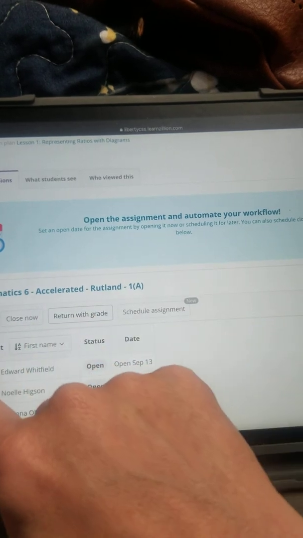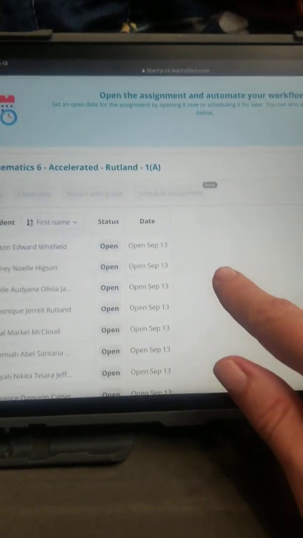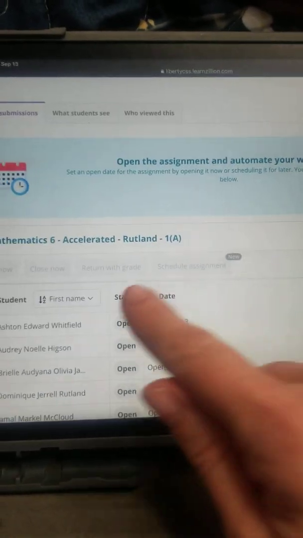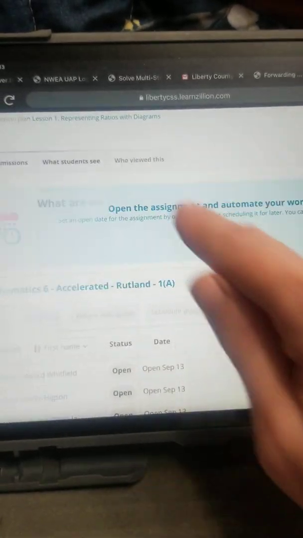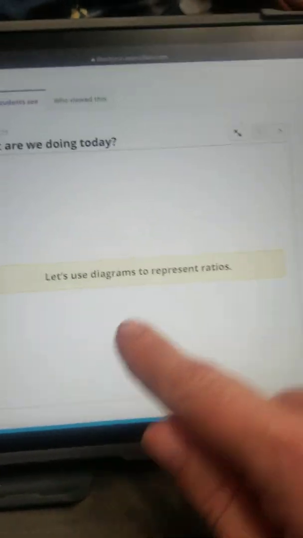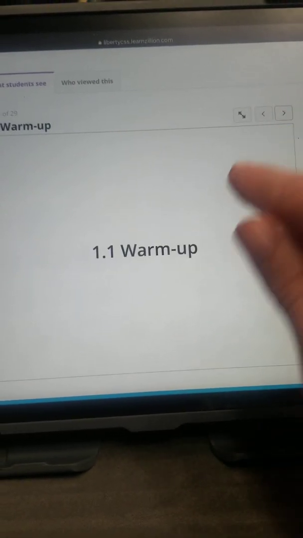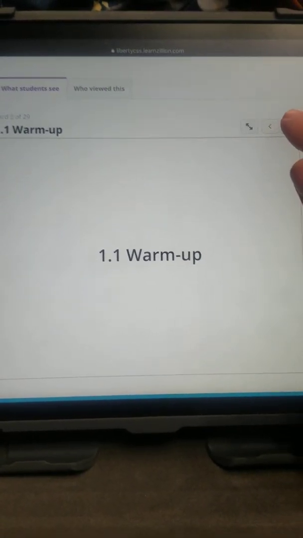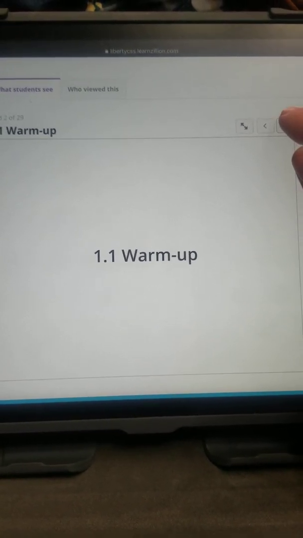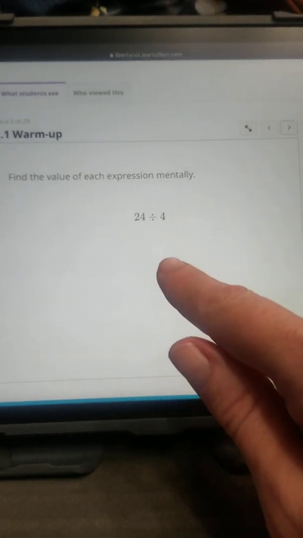So it's open now for you to do in class. And what you guys will see is this. Let's use diagrams to represent ratios. We would do this because it makes it a little bit easier to see visually. Warm up. First, complete the warm up.